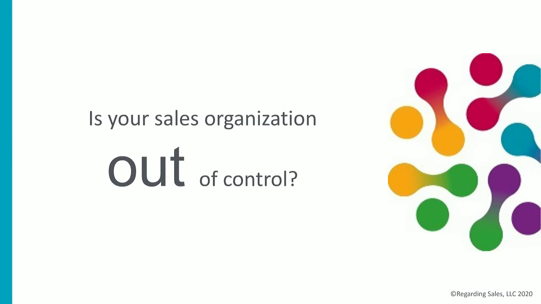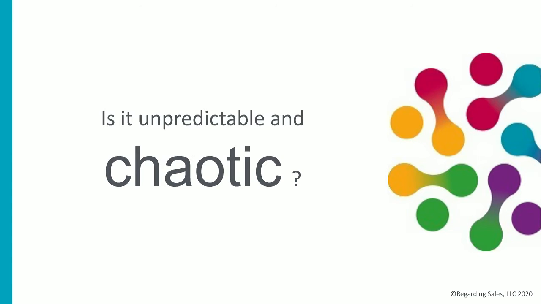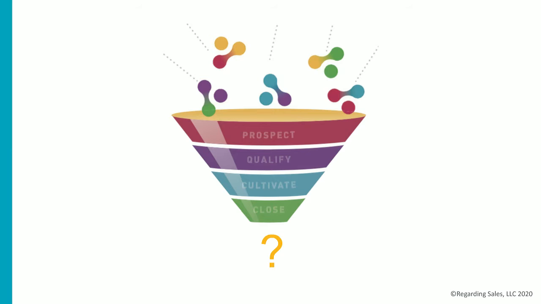So I want to stop and ask you, before we even start, do you feel like your sales organization is out of control? If any of you do, go ahead and say yes in the chat. I know a lot of people feel like their sales organization is out of control, that it is unpredictable and it's chaotic. Does that describe any of the things that you feel as a salesperson, sales leader, business owner? It doesn't have to be that way.